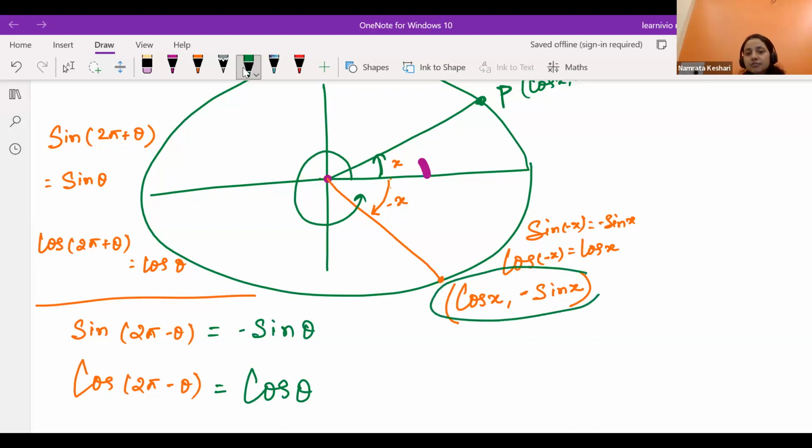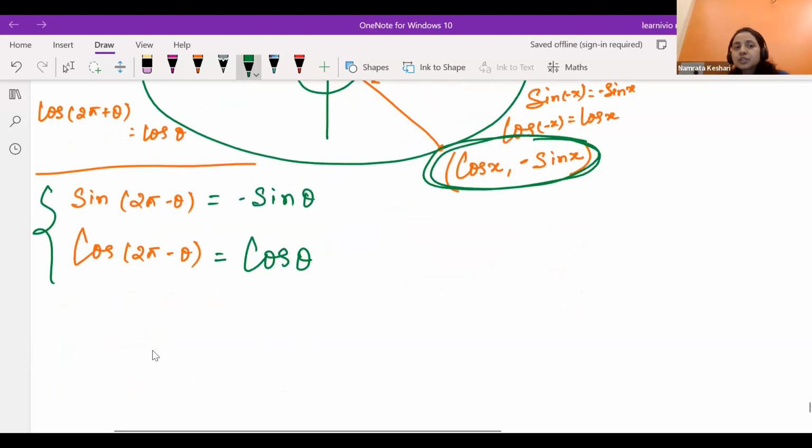From this concept, if you are able to connect the same, you can connect it. Can you say it? Are you understanding? Yes, ma'am. Okay, we will be using this concept. And it's not just for 2 pi, it is for n into 2 pi also. Same for the cos. Okay, now let's use this concept.